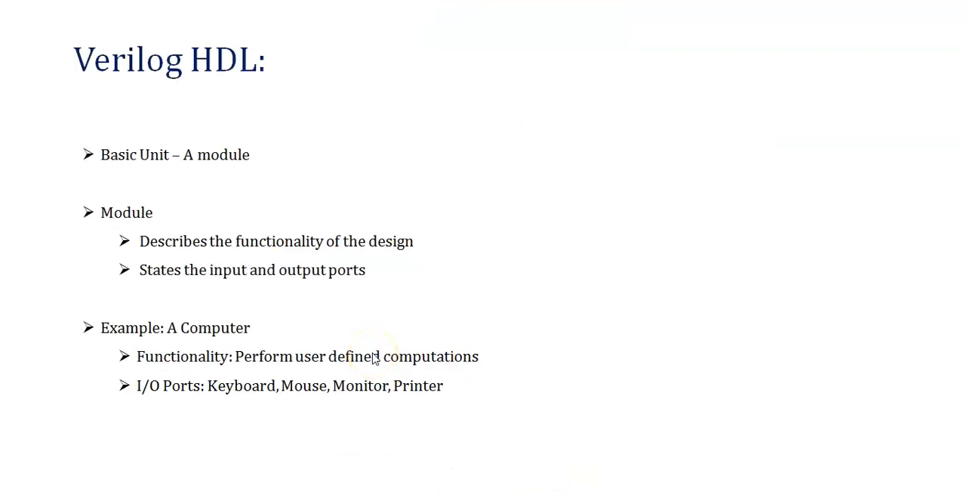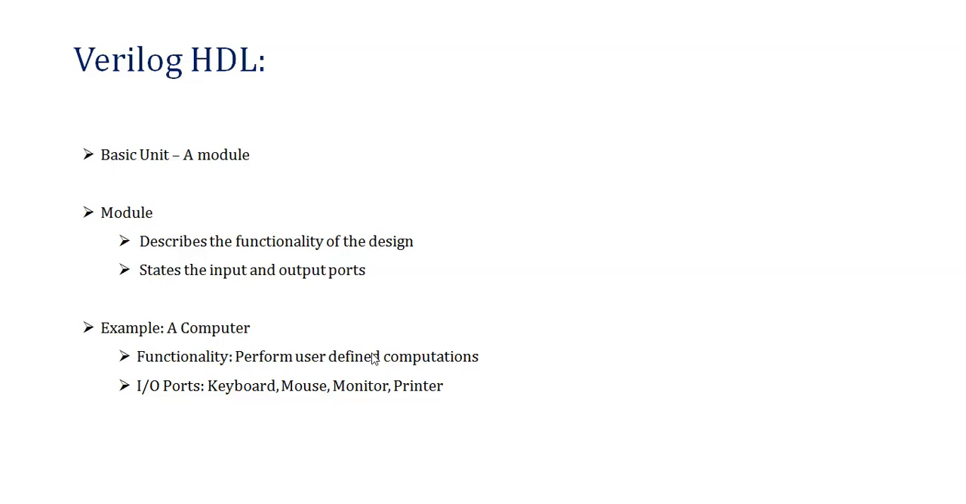So Verilog. In the previous lecture, we have seen what is meant by HDL, that is hardware description language, and that the common HDLs available are Verilog, VHDL, and System Verilog, of which we are focusing on Verilog HDL. Verilog is normally used in industry. As I told you, HDL stands for hardware description language, and it is used to model digital circuits.